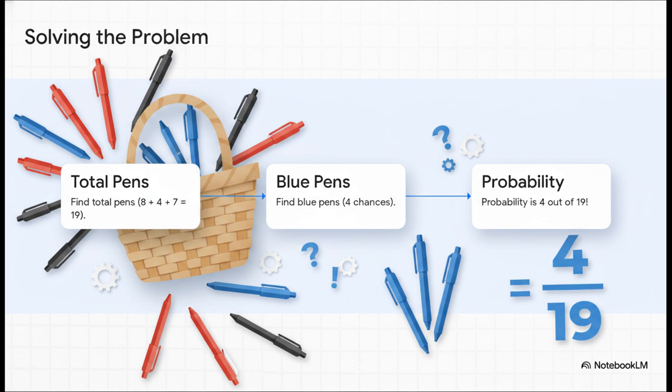Step 1, we need to find the total possible outcomes, which just means finding the total number of pens in the basket. We add 8 plus 4 plus 7, which equals 19 total pens. Step 2, we find the chances of our specific event happening. The question asks for a blue pen. How many blue pens are there? There are exactly 4. Step 3, we pop it into our formula. The probability is 4 out of 19, you see? Just by breaking it down, you can solve literally any probability word problem.